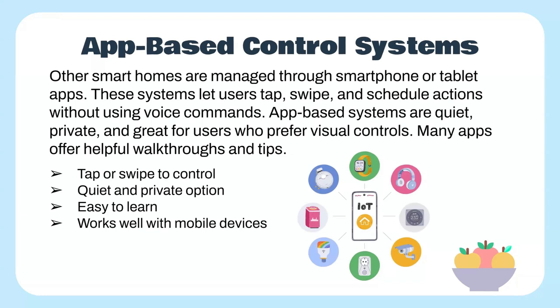Like for example, I'm using the smart bulb, the smart plug example that I was talking about earlier. I can go to the app and turn it on and off manually if I want to. I can also just ask Google Assistant, my assistant, to do it for me. So honestly, it depends on who you are, what you want to use it for. Many have the option to do both. Many apps also offer helpful walkthroughs and tips.